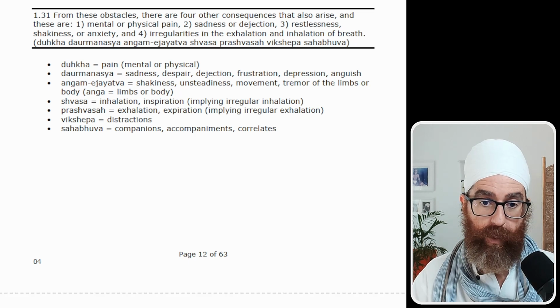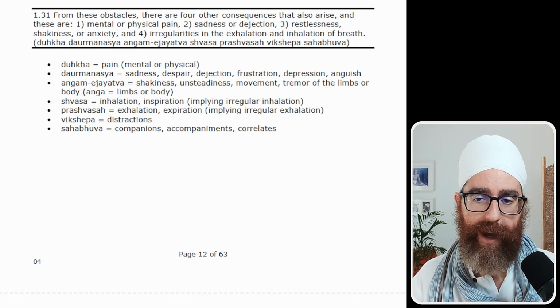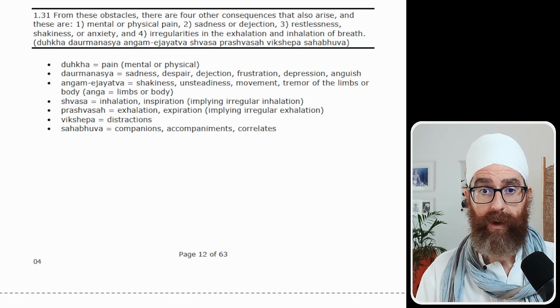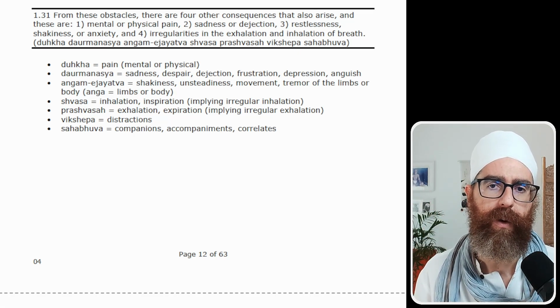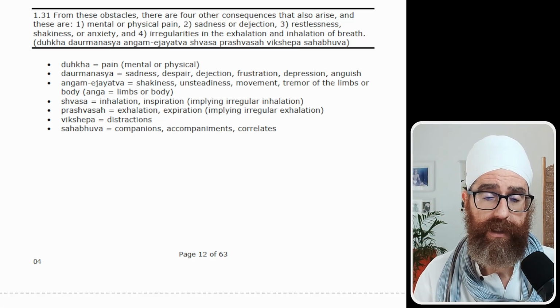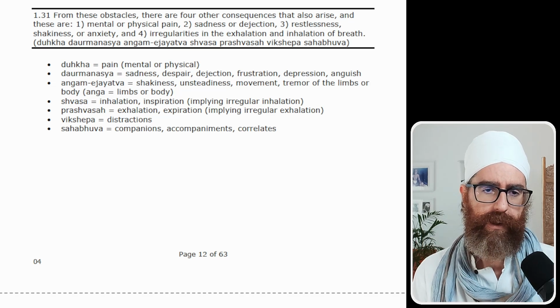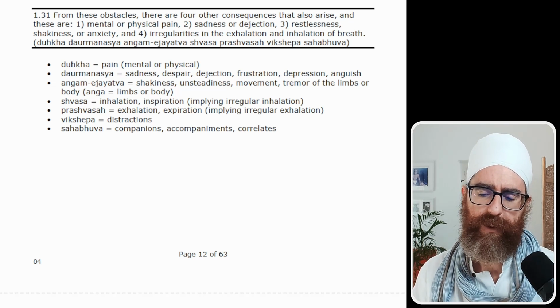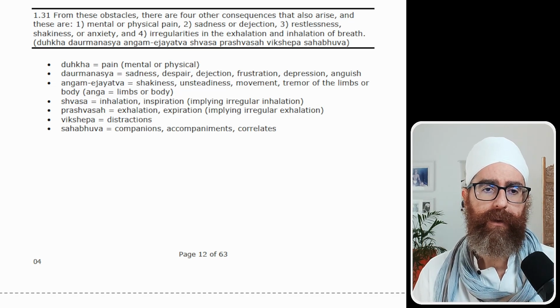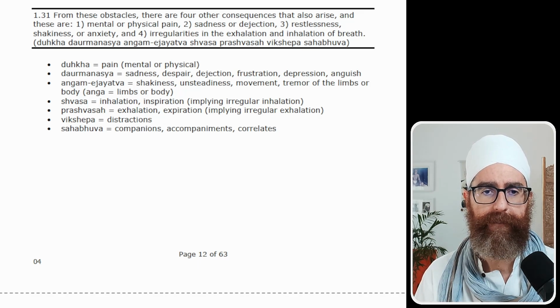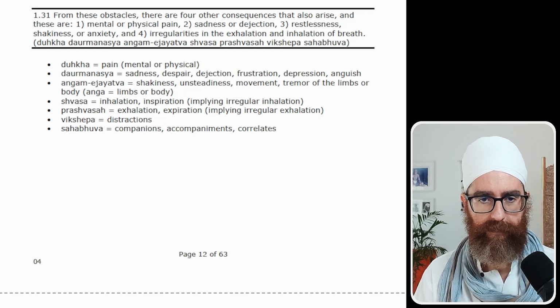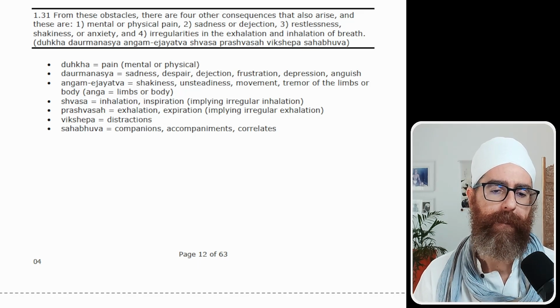There is quite a lot in this sutra I would like to unpack. Some of the sutras we will go softer and just go more on the surface, but this one I would like to go a bit deeper, because these are the consequences of the 9 obstacles, or let's say the symptoms. Now, dukkha is not just pain. Dukkha is suffering. It can be pain, mental or physical, like it says here.